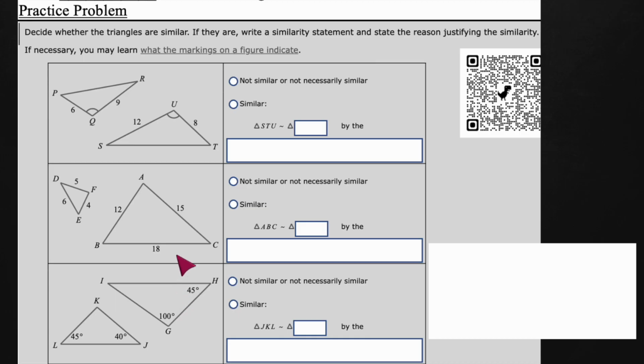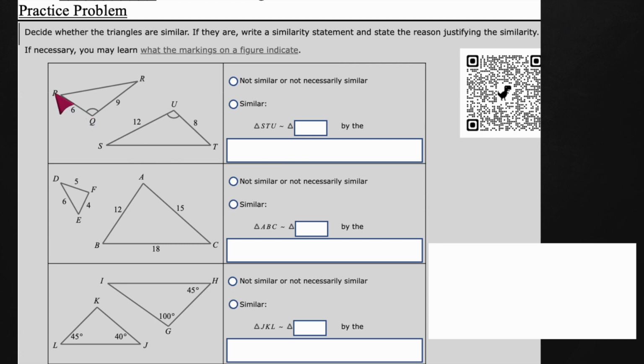So let's go ahead and take a look at this one. We're going to decide whether or not the triangles are similar. So we have to bubble in either not similar or similar. If they are similar, we have to make a similarity statement and choose the property that we know. So we're either going to go angle-angle, side-side-side, or side-angle-side.